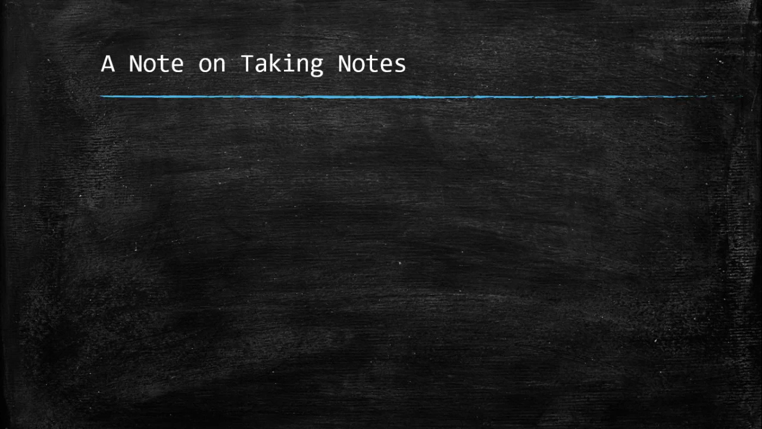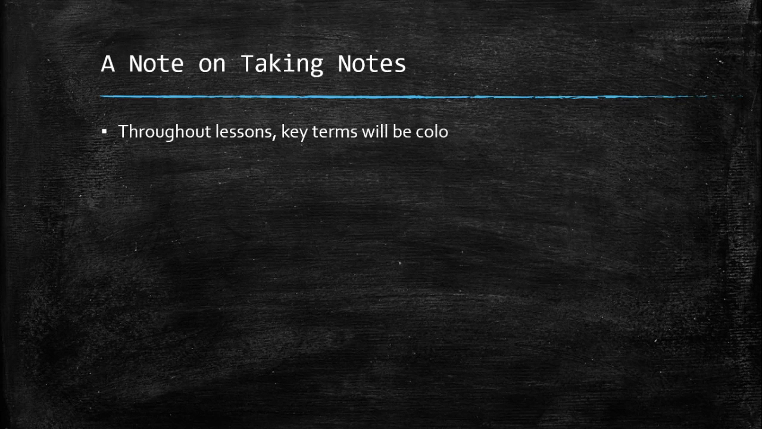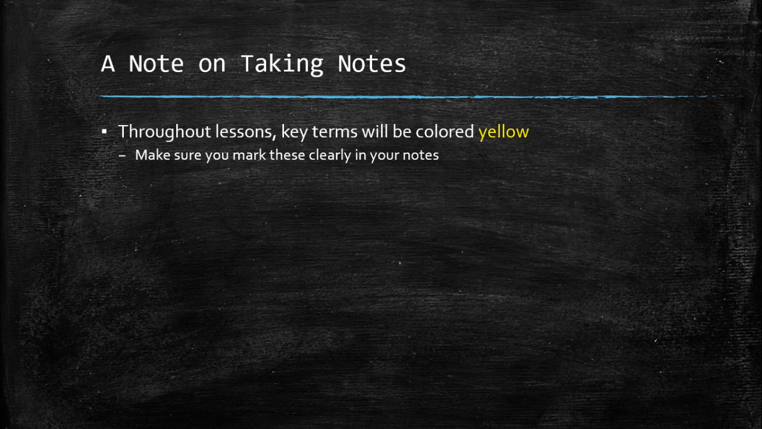A note on note taking. Throughout lessons, key terms that you will really need to emphasize will be colored yellow. Make sure that you mark these clearly in your notes. As you're taking notes, circle key terms, put a big bold box around them, or highlight the key terms in a unified color so that you can quickly find them in your notes.